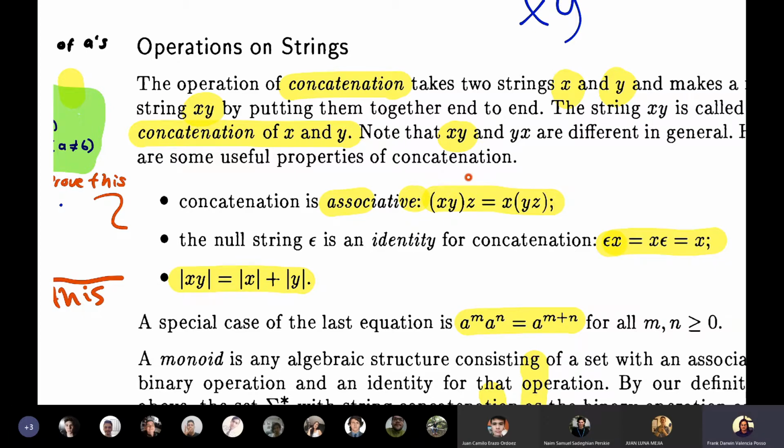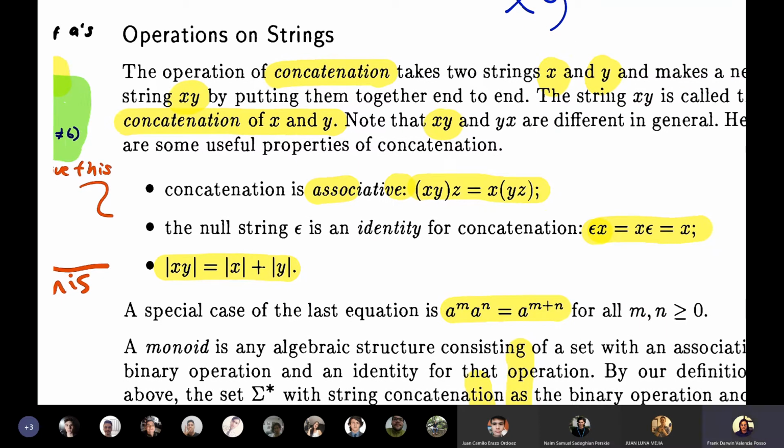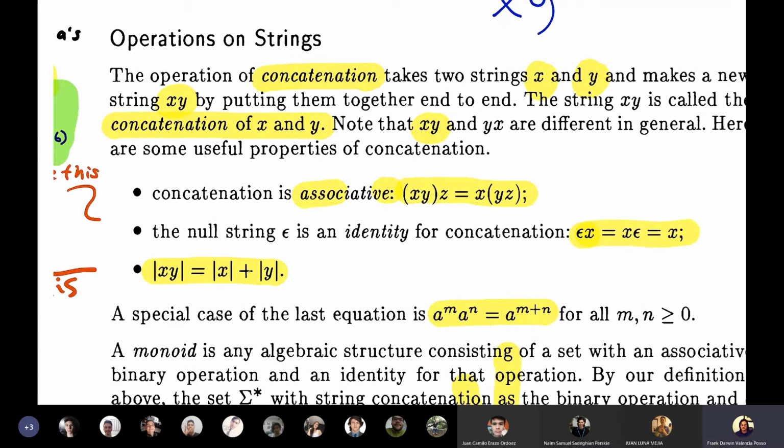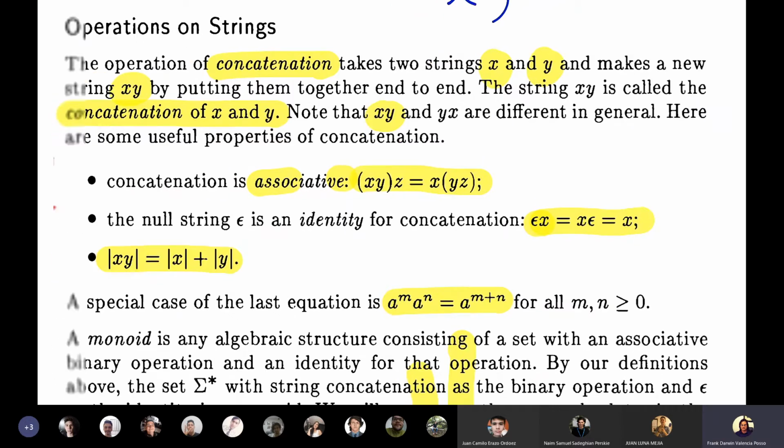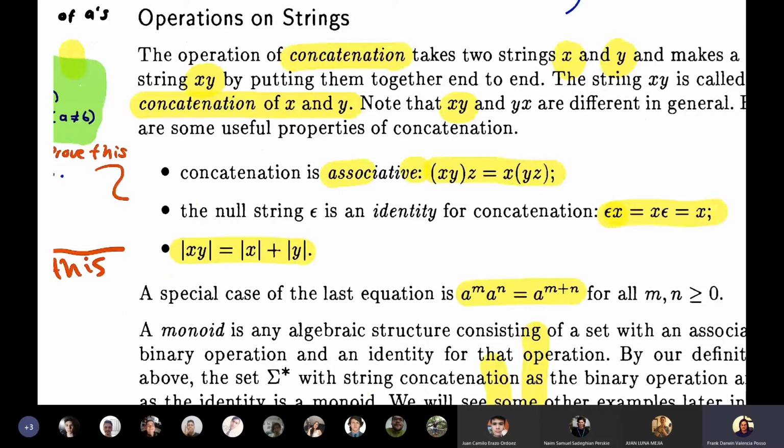Okay, is this property clear to you? The empty string is the identity for concatenation, meaning that epsilon concatenated with X is the same as X, or X concatenated with epsilon is also the same as X. So no surprises there. And the size of X concatenated with Y is the sum of the size of X plus the size of Y. Okay.